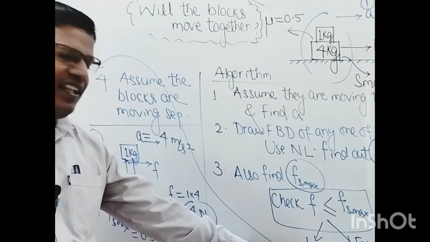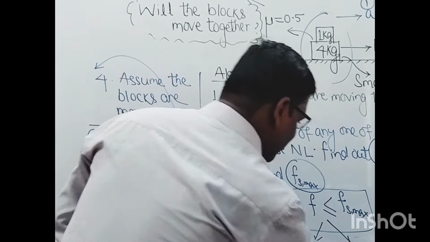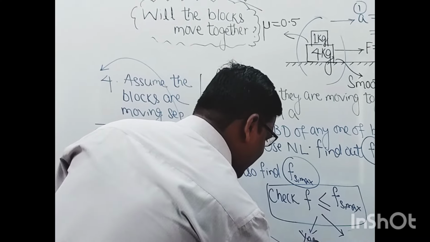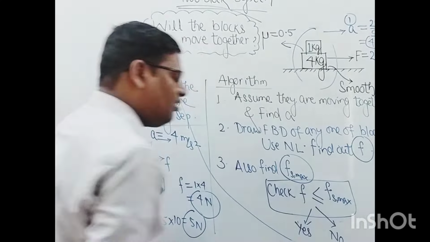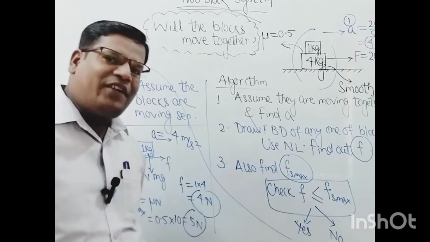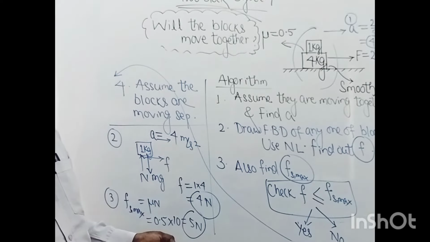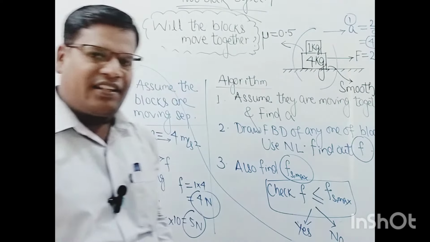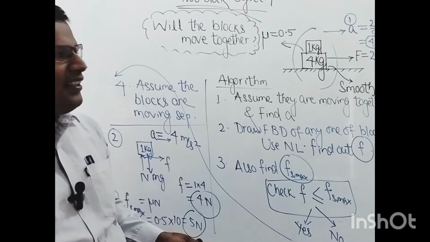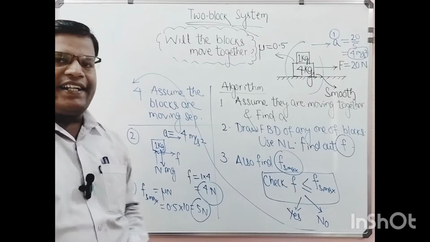Yes. Instead of writing true or false, let's write it as yes or no. I think that's better. So yes, our solution is correct. They are moving together. In this question, what is the acceleration with which they are moving? They are moving with 4 meter per second square. What is the friction force acting? The friction force acting is 4 Newton. It is static friction acting.